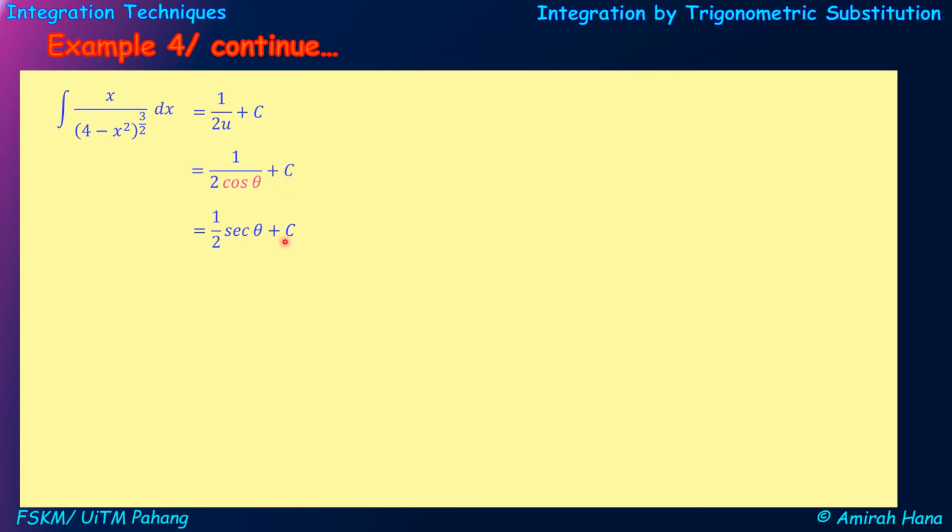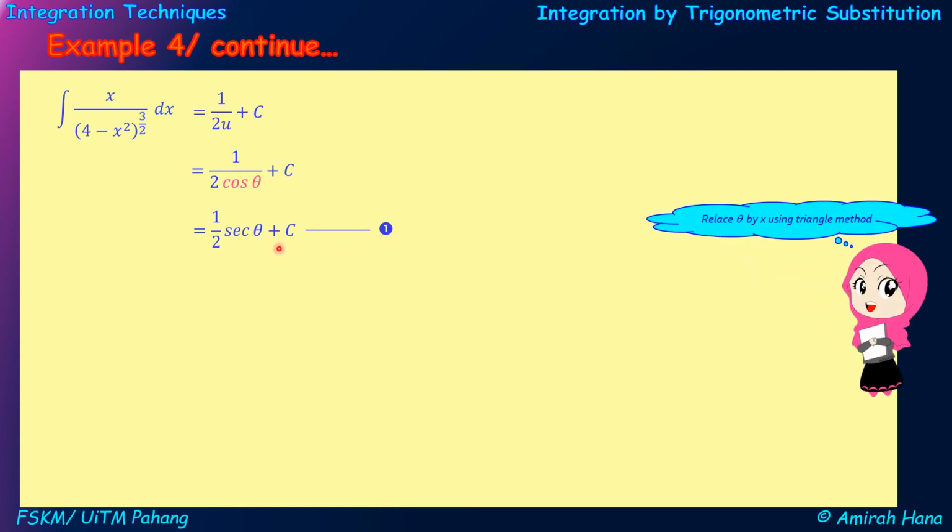Okay. And after that, when we compare with the given question here, we have variable x. But now, after we integrate, we have a term containing trigonometry with variable theta. This means that we have still not finished our solution. So from here, we need to replace variable theta in terms of variable x. So we can write half sec theta plus c as equation 1. And after that, we need to replace theta by x using the triangle method.